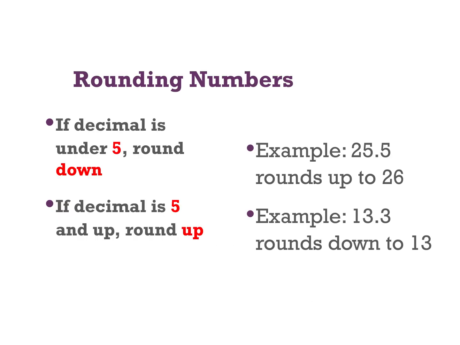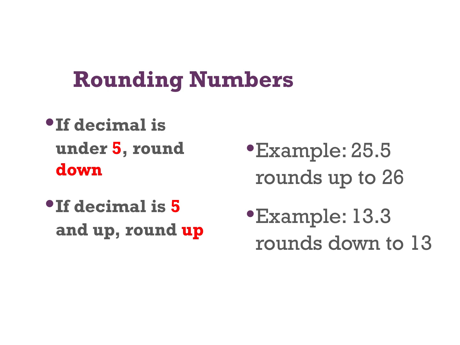So really quick, just some rounding rules. If your decimal is under 5, you're going to end up rounding down. If your decimal is 5 and up, you're going to end up rounding up. We're going to keep it simple: 5 and higher, round up. Anything less than 5, round down.